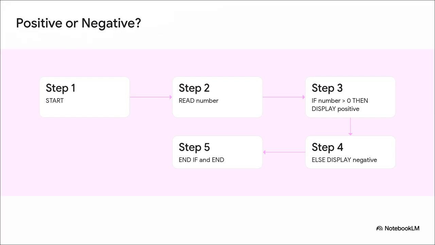Step 1, start. Step 2, read a number from the user. And now comes the critical decision in Step 3. If the number is greater than 0, then display positive. Step 4, else display negative. Finally, Step 5, end if and end.